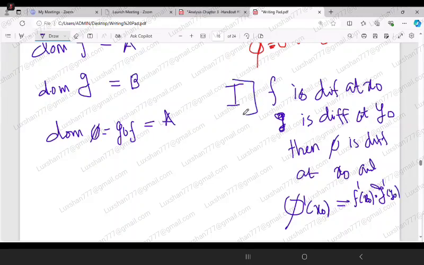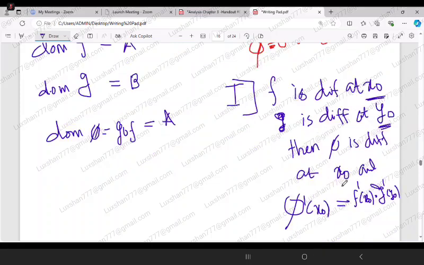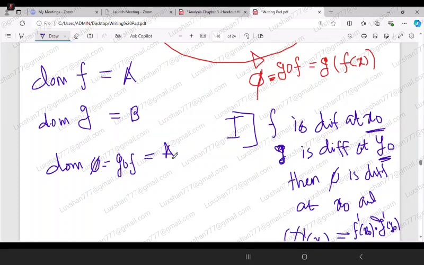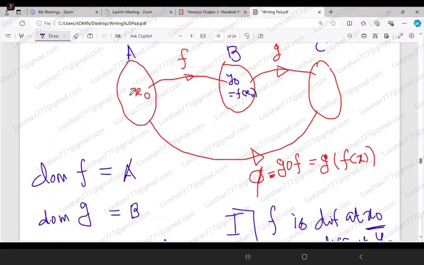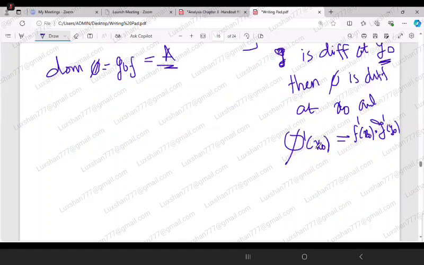This is the first one. Look at the things carefully. If f is differentiable at x naught and g is differentiable at y naught, then phi is differentiable at x naught, because again the domain of phi is A. Therefore, the element should be here. Then phi is differentiable at x naught, and the derivative is defined by phi dash x naught is equal to f dash x naught into g dash y naught.